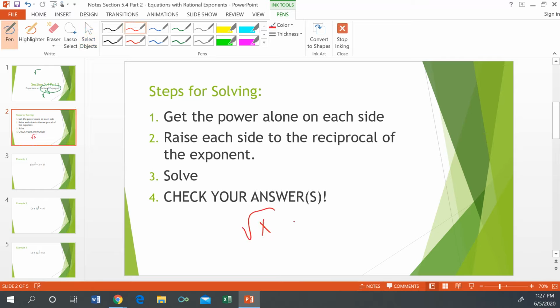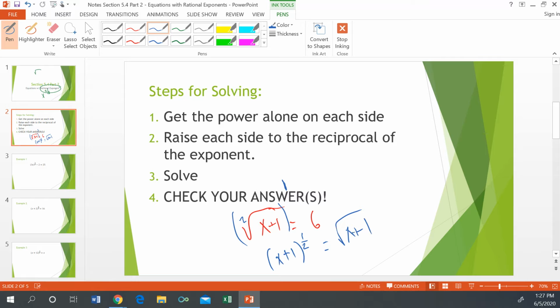Let's make our lives easy: the square root of x plus 1 equals 6. If you remember, the square root has a 2 as its index, and the power is 1. This really would be x plus 1 to the 1/2. That means the exact same thing as the square root. Those two are the same.